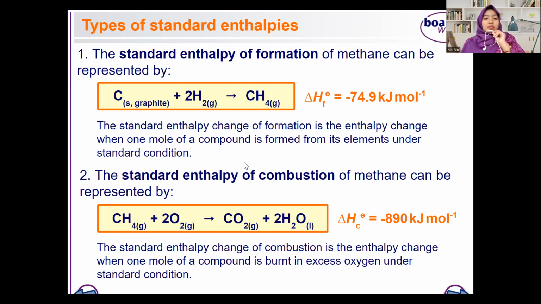Number 2, the standard enthalpy of combustion of methane can be represented by CH4 plus 2O2. It will produce CO2 plus 2H2O. And for the symbol, it is delta HC for combustion. Now, can you identify the difference between the previous reaction? Yes, for combustion, we need O2 or oxygen. So based on the definition, the standard enthalpy change of combustion is the enthalpy change when 1 mole of a compound is burned in excess oxygen under standard condition.